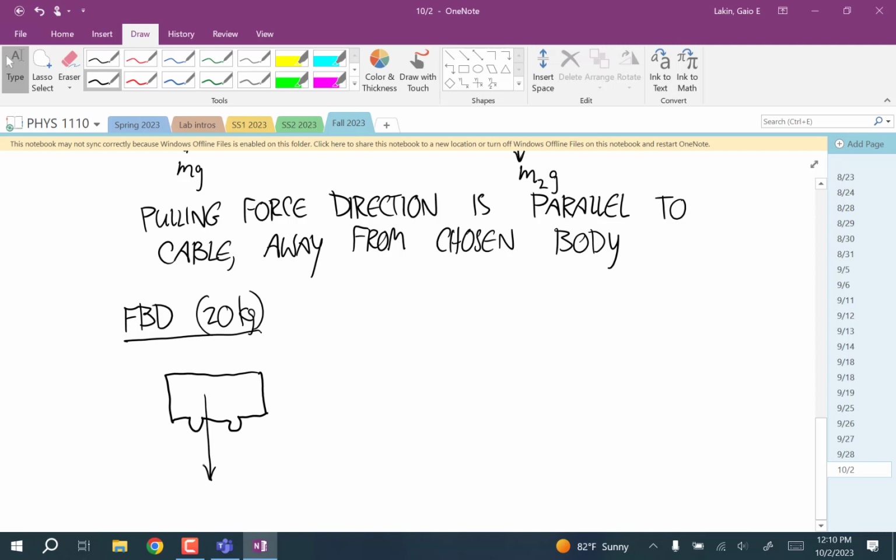There's a weight force down that's equal to 20 times 9.81. So that comes out to 196.2. We already figured out there's a pushing force from the ground and a pulling force on the right side. The pushing force is perpendicular to the ground toward the chosen body. And then give that a variable name. I'll call it N20.